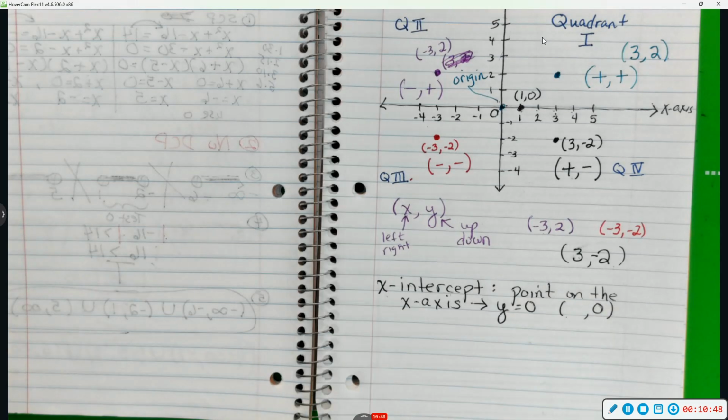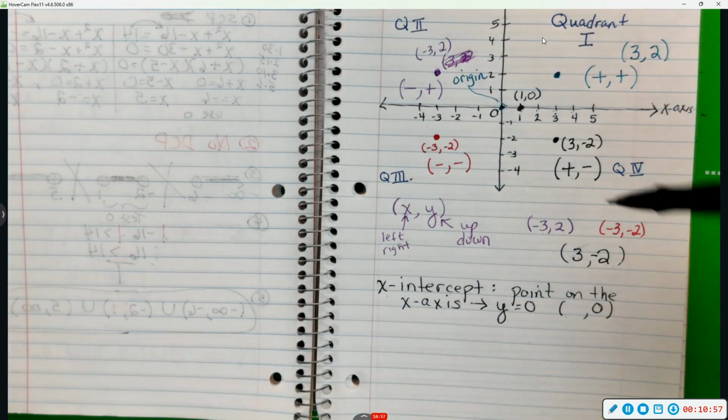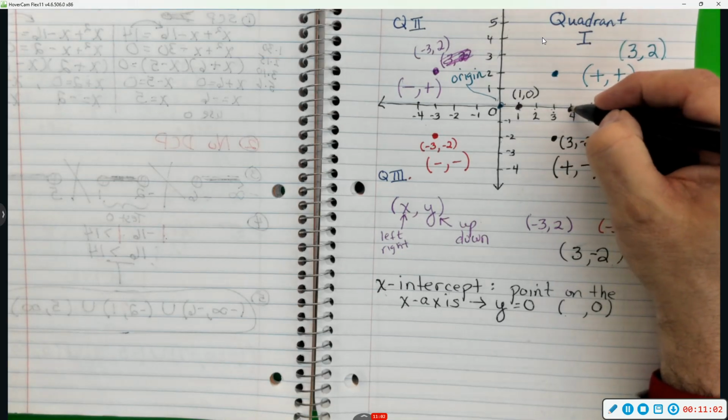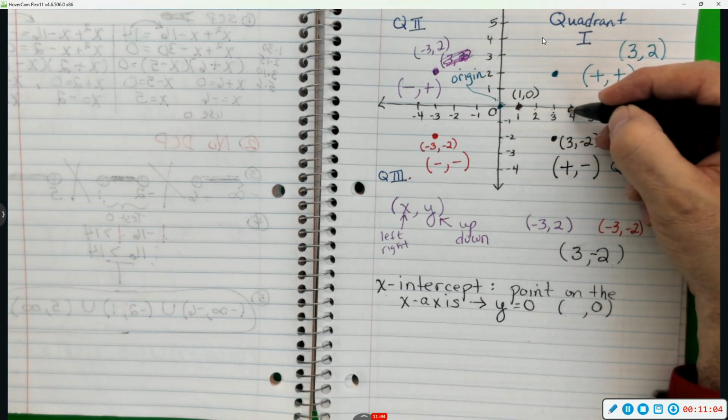Sometimes students start thinking, oh, x-intercept means 0 for x. No, no, no. You should be able to think your way through why it's a 0 for y, because you're not moving up or down. You're just here on the x-axis, so y should be 0.